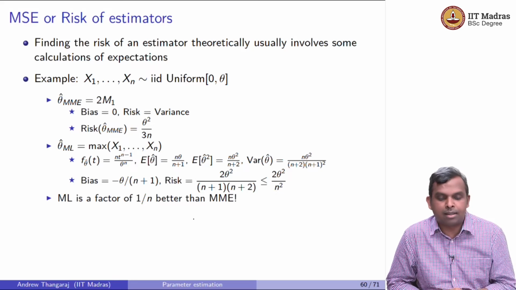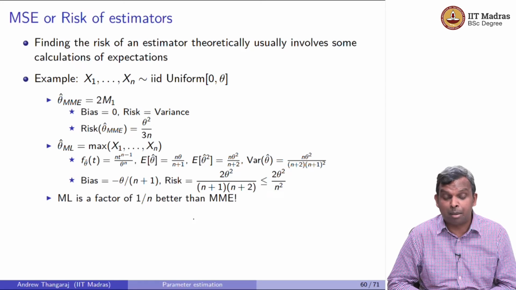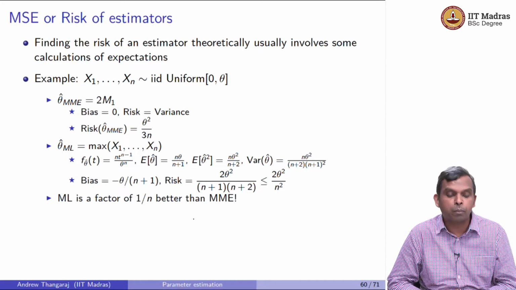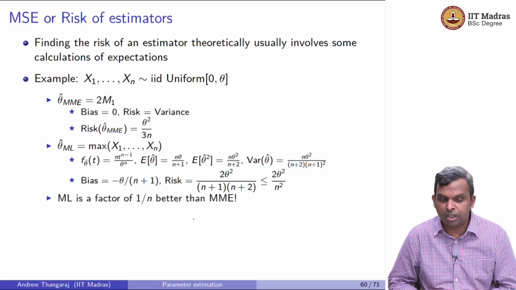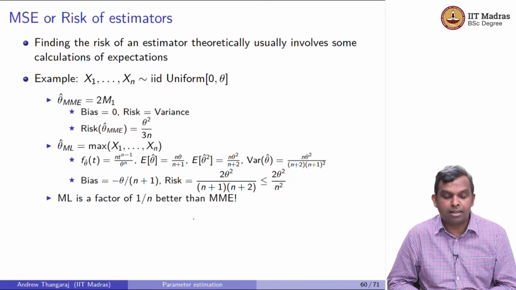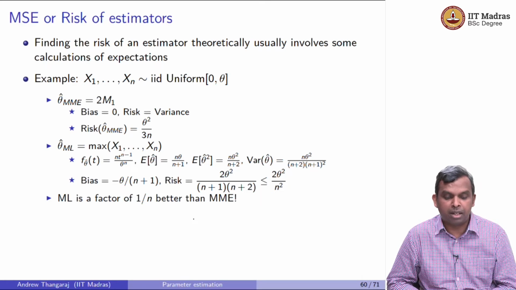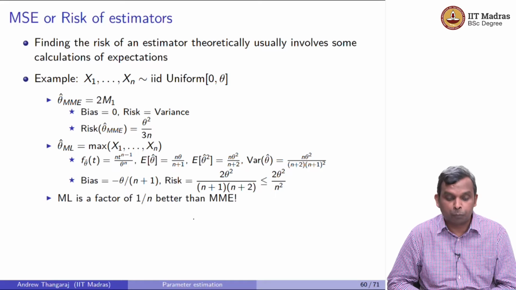I'm going to look at uniform 0 theta samples and two different estimators for theta. One is the method of moments estimator, which was just 2m1. You can see the bias is 0 for this, so risk becomes equal to variance. If you want to find the variance of this, you can do the calculation. Let me not repeat it here. You will get theta squared by 3n as the risk of this estimator.